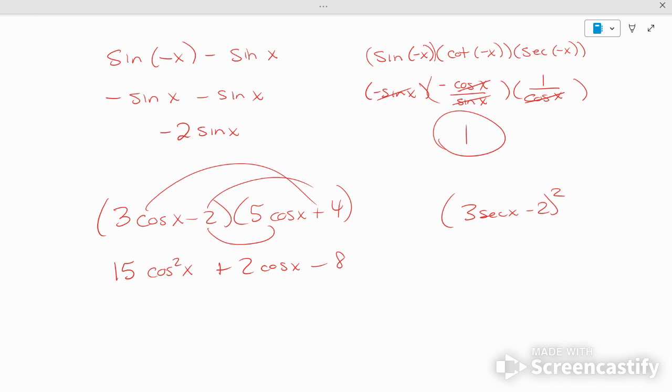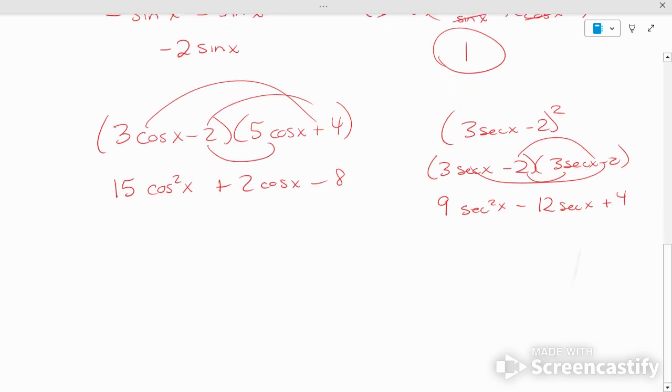Three secant of x minus 2 quantity squared. Now what do I do? Separate them. Write them twice in FOIL. Thank you very much. That is the correct way to do it. 3 secant of x times 3 secant of x is 9 secant squared of x. Outers is minus 6 secant of x. Inners is minus 6 secant of x. So then we get minus 12 secant of x. Negative 2 times negative 2 is 4.